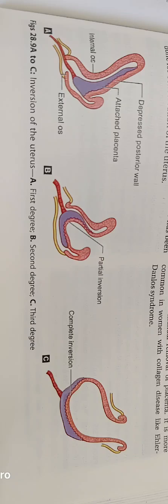So, starting with the definition, it is defined as the fundus of the uterus turning inside out, either partially or completely, following delivery of the baby, and it can lead to postpartum hemorrhage and shock. And the classification is first degree, second degree, third degree.